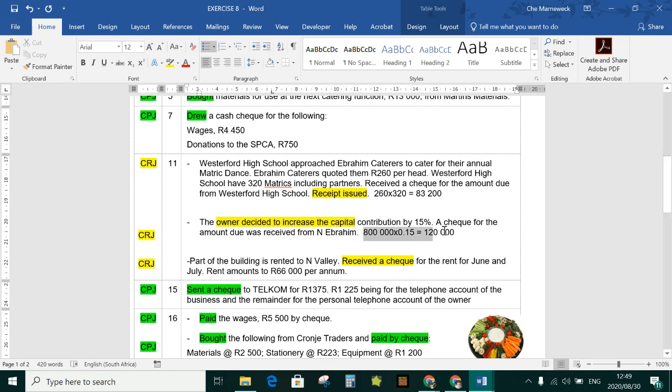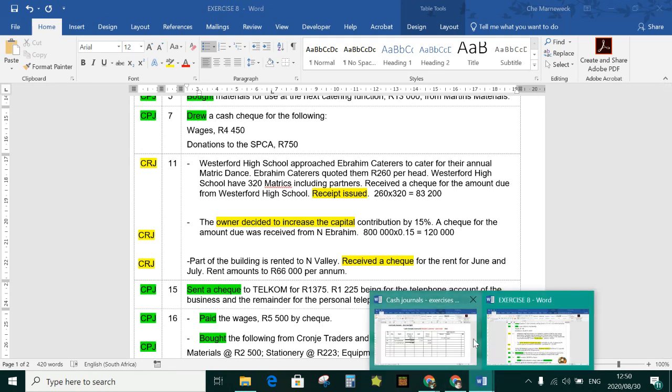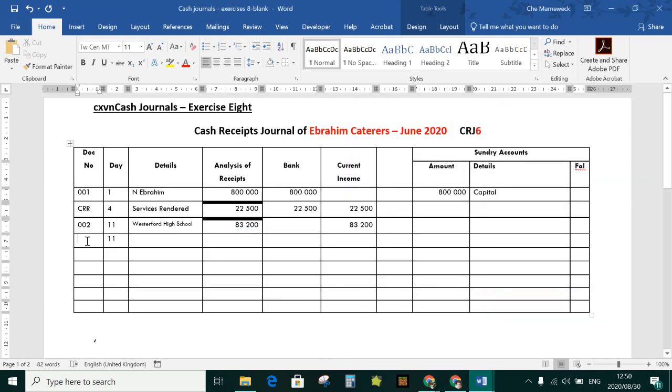Okay, if I had to do this in my head, 10%, I would remove a 0. So 10% would be 80,000. 5% would be half of 10%. So half of 80,000 is 40,000. 80,000 plus 40,000 is 120,000. So receipt number 003. We know the name of the owner. It's N. Ibrahim. We are receiving 120,000 Rand.